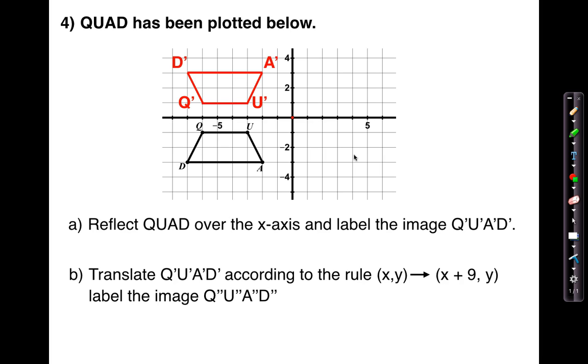So the next part says translate QUAD according to the rule (x, y) yields (x plus 9, y). So what this means is it's moving 9 to the right because x is referring to a left and right motion. And y, nothing is happening to it. So you can think of it as y plus 0. So it's not going up and it's not going down. So essentially, I'm just going to take Q prime, U prime, A prime, D prime, and move it 9 to the right. So here we go. 1, 2, 3, 4, 5, 6, 7, 8, 9. So that's our new point. I'm going to label it Q double prime, U double prime, A double prime, and D double prime. And that's all there is to this one.